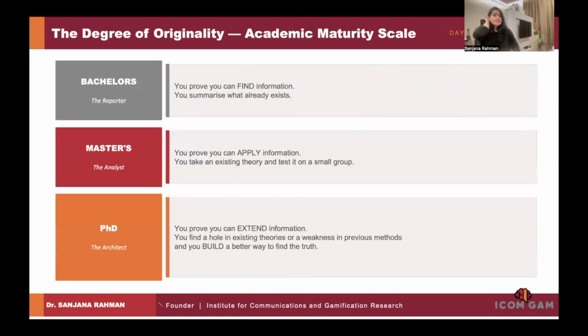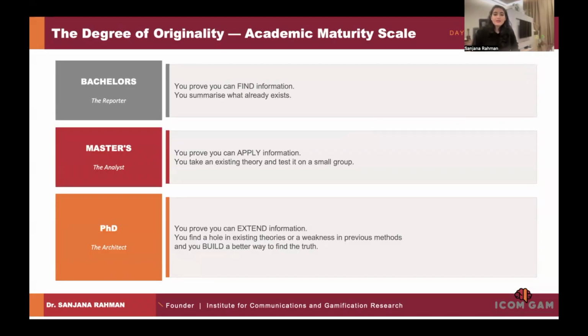People ask me what is the real difference between a bachelor's, a master's, and a PhD? It's the degree of originality. For bachelors, you act as a reporter. You're proving you can find information, you summarize what exists. For master's level, you work as an analyst, as we mentioned before. You're proving you can apply information. You take an existing theory and test it on a small group.